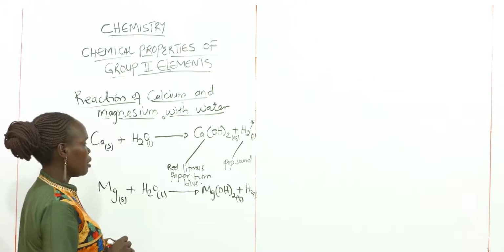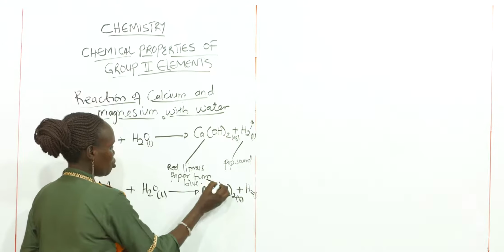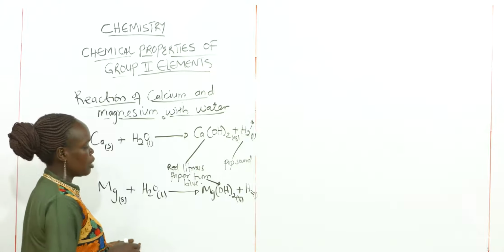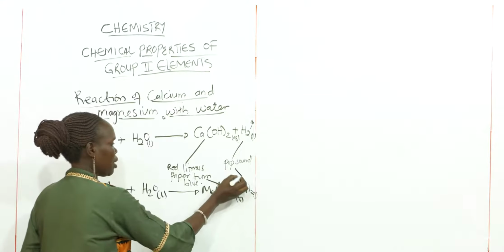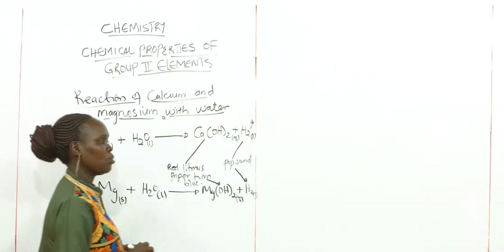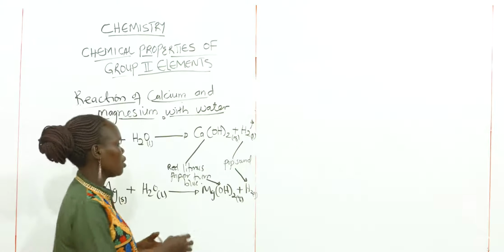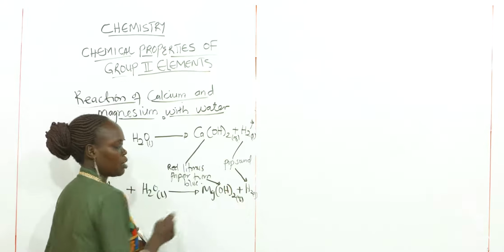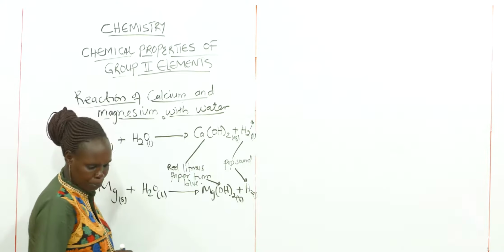So the same thing, when you dip red litmus paper into the solution of magnesium hydroxide, it will turn the red litmus paper to blue. The same thing here, when you put a glowing splint near the top of the test tube that contains hydrogen gas, it will produce the pop sound, which shows that there is hydrogen gas being evolved in the reactions.